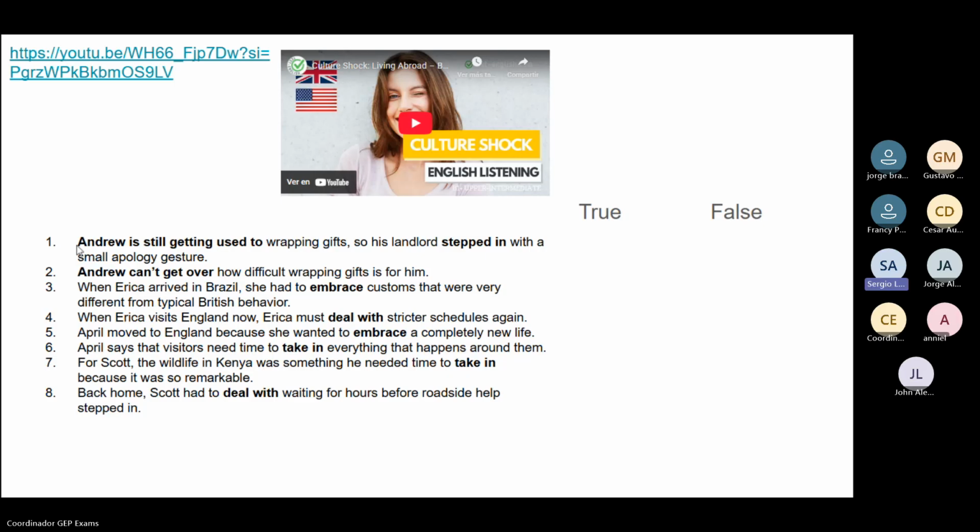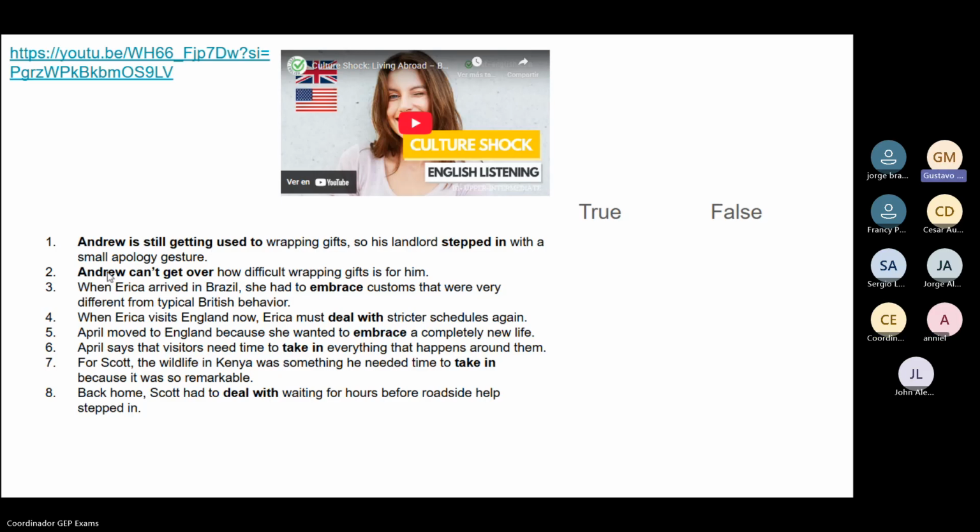Andrew is still getting used to wrapping gifts. So his landlord stepped in with a small apology gesture. Okay. So, a lot of new words. So Gustavo, read the second one. The second one, Andrew can't get over how difficult wrapping gifts is for him. Okay. So Anil, read the third.